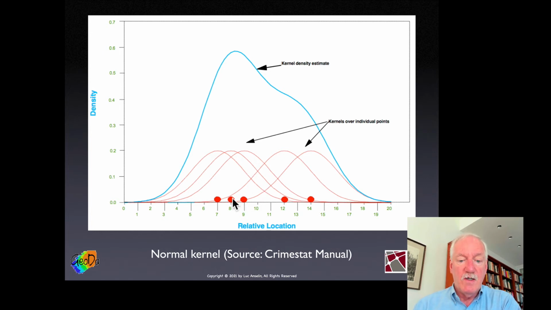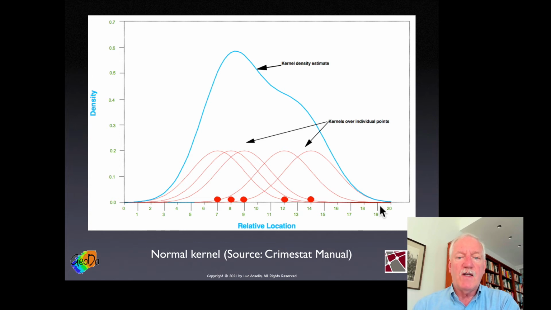So then for 8, we do the same thing. This is our kernel function for 8. We take the distance to 7, plug it in here. We take the distance to 9, plug it in here. Distance to 12, plug it in here. And then that gives us the value for 8. And same for all these other points. So we do this in principle for every location along the line. In practice, only for the data points. And then we get this nice smooth curve.